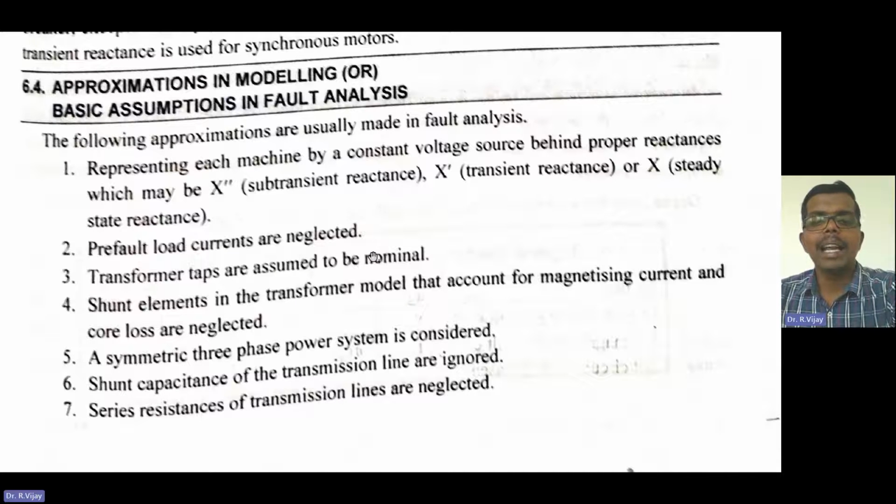Next, shunt capacitance of the transmission lines is ignored. So if shunt capacitance is there in the transmission line, that ought to be neglected or ignored. Next, series resistance of transmission lines is neglected. So already you modeled this kind of thing in your pi transformation and T transformation. In that, you will be having shunt capacitance in the transmission line, series resistance in the transmission line. So that kind of thing should be neglected in the transmission lines.